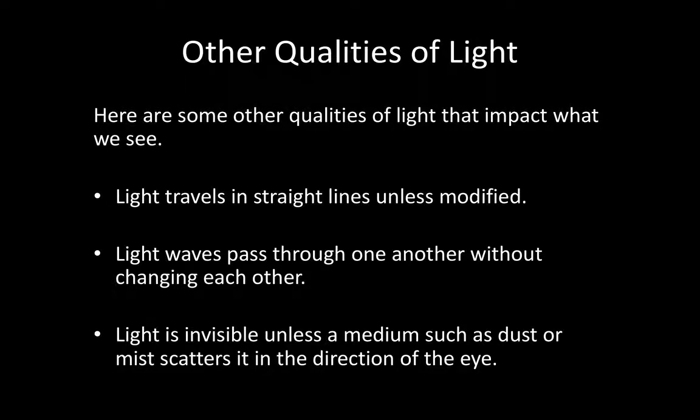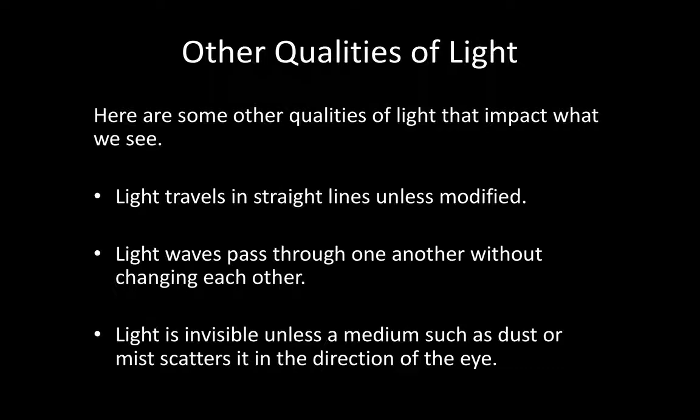And then light is invisible unless a medium such as dust or mist scatters it in the direction of the eye. So the fact is you are not seeing light. If you look straight in front of you, you can't see the light. If you stick your hand out in front of you, you can see the light on your hand. But if you pull your hand back away, there's nothing there. You're just not seeing the light. The light is there, but we don't see it unless it is actually bouncing off of a surface. And then what we're really seeing is the surface.